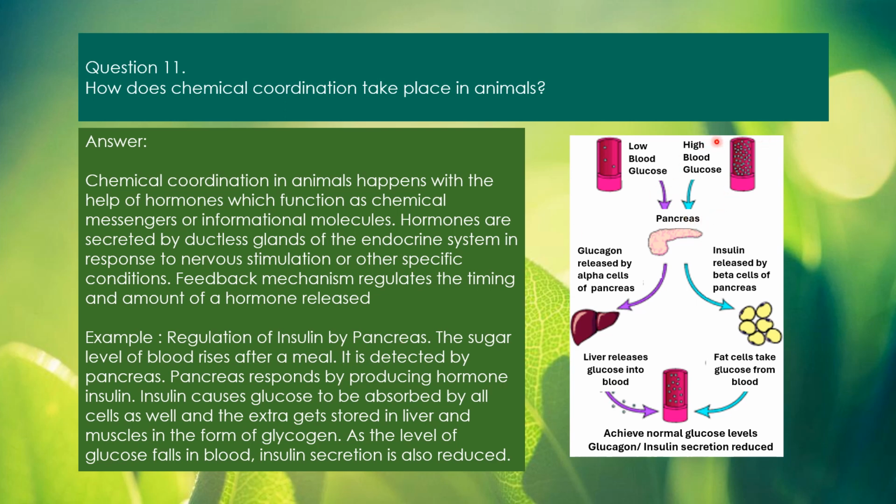Whenever the blood sugar level is high, that is, maybe after food when the glucose concentration is high in the blood, the pancreas secretes insulin. This insulin is released by the beta cells of the pancreas, and then the insulin causes glucose to be absorbed by all the cells, and the extra is stored in the liver and muscles in the form of glycogen. After the storage and absorption of glucose, when the glucose level falls, the secretion of insulin also falls.